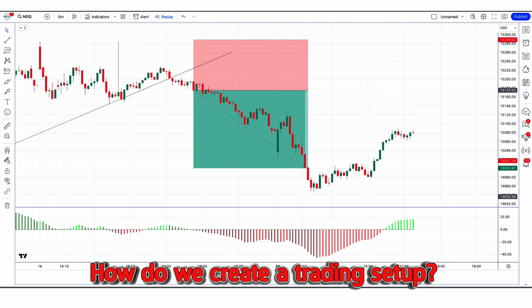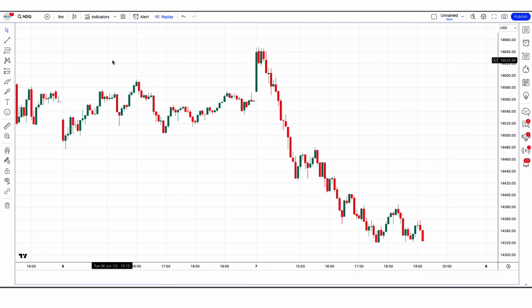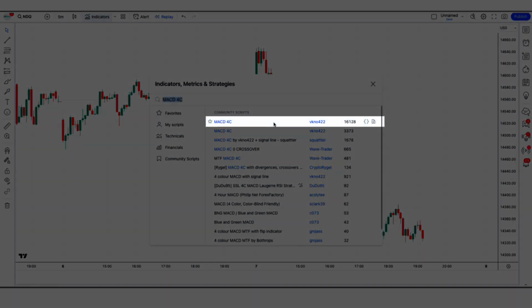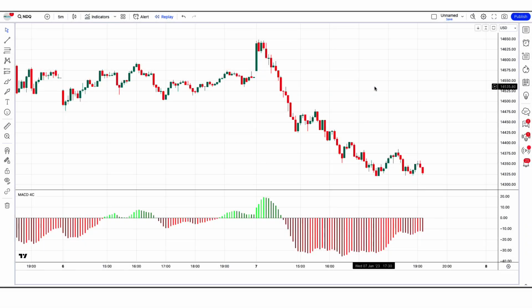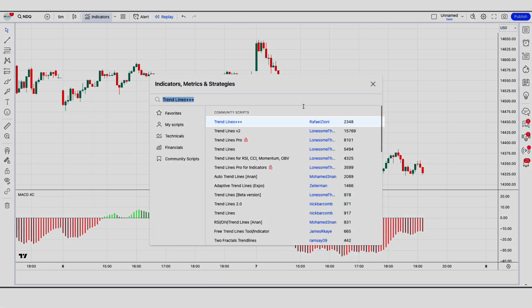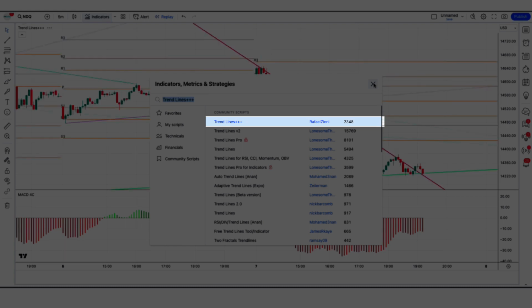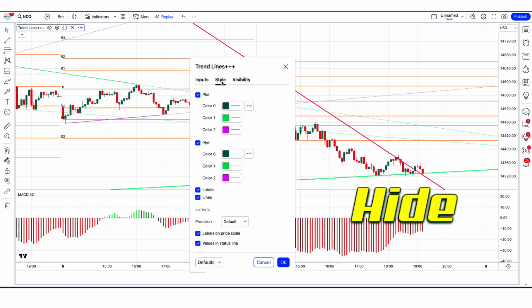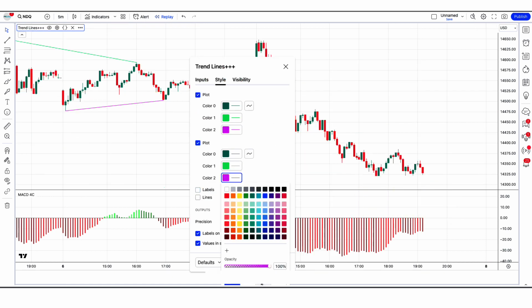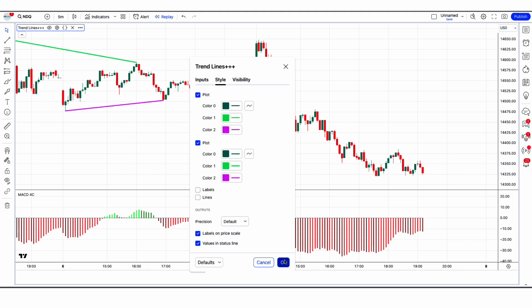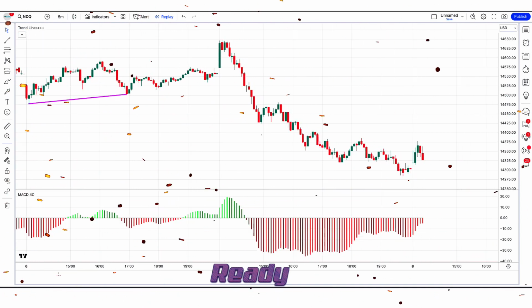How do we create a trading setup? First of all, we have to find the MACD 4C indicator. The MACD 4C has to be added. After that, we have to apply another indicator on the chart. We will search for Trendlines Triple Plus in the search box of TradingView. After that, we have to click on the Trendlines Triple Plus option, in which we have to change some settings. In this we have to hide some options. In this we have to thicken the lines. Now our trading setup is completely ready for trading.